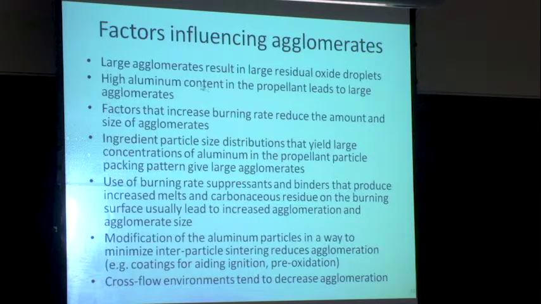Factors that influence the agglomerate size are mainly how fast the burning process occurs, whether or not I have a really high aluminum content, and whether I'm using burning rate suppressants to slow down the burning process. Also whether I form a melt regime where the particles can stay behind, or carbonate residue where the particles can stay behind. And typically, to solve the problem, sometimes people try to modify the aluminum particles. They actually will put coatings on the surface to prevent the sintering problems so that you don't form the agglomerates.